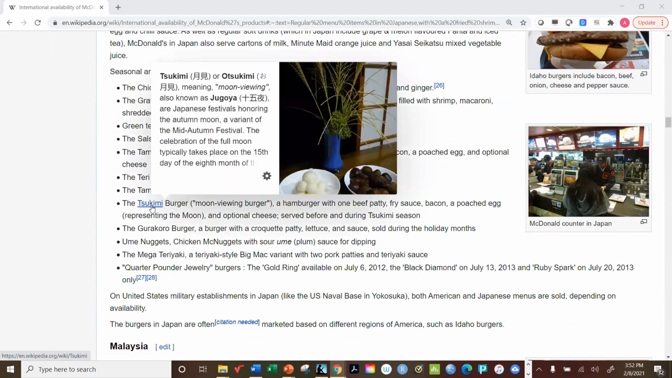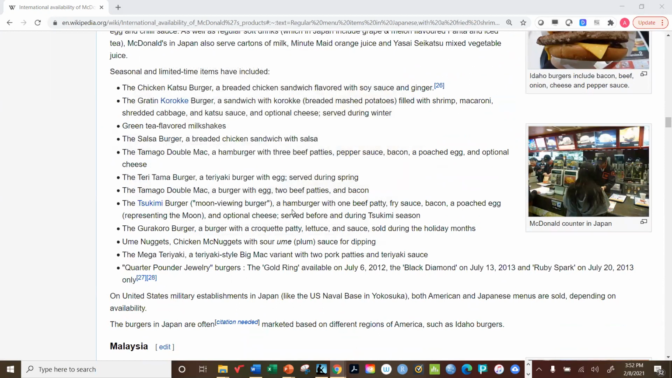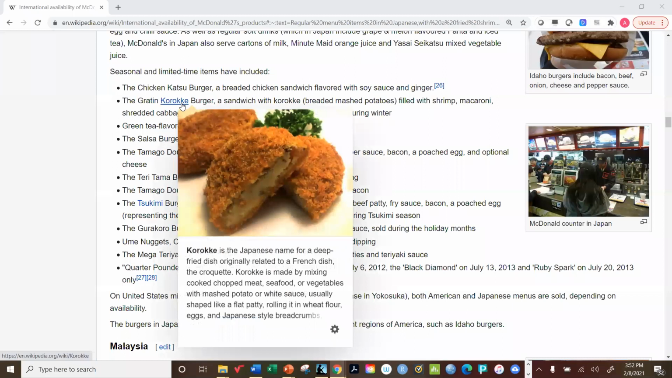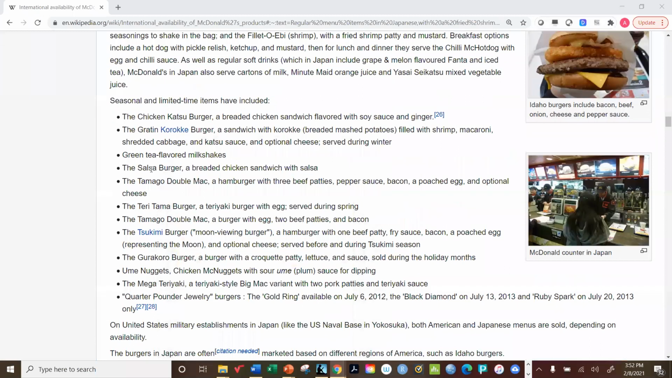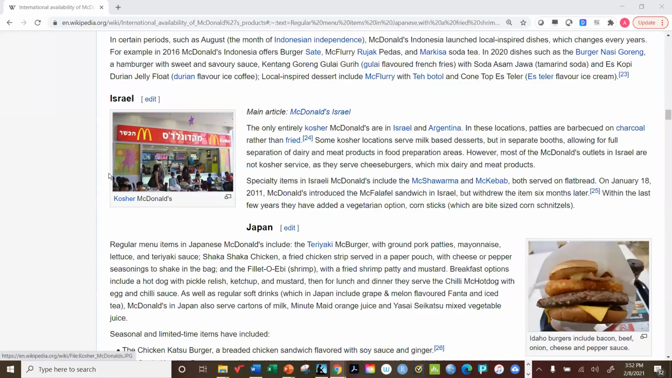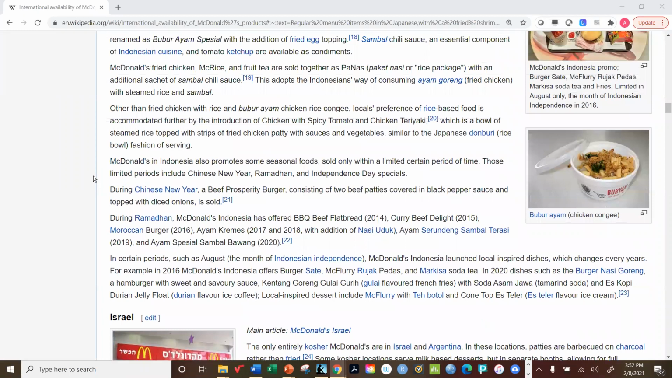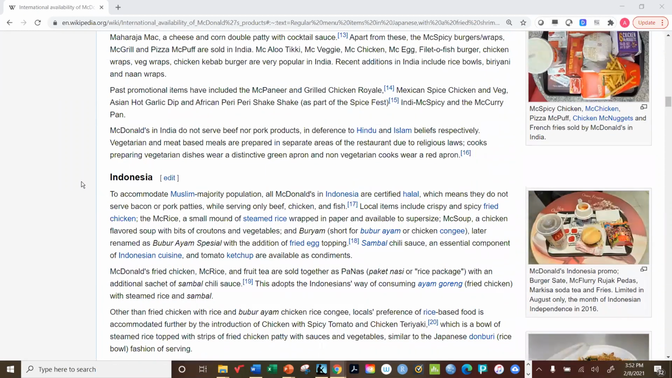The Tsukimi burger, the moon viewing burger, which has a poached egg in it. Jeez. Look at some of this stuff. The quarter pounder jewelry burgers, salsa burger. Man, they've got some wild stuff there. So you know that this would have come later. The early McDonald's would not have been placed in Japan because they knew the market was very different. They would have started out in other countries more similar to the United States, like Canada.